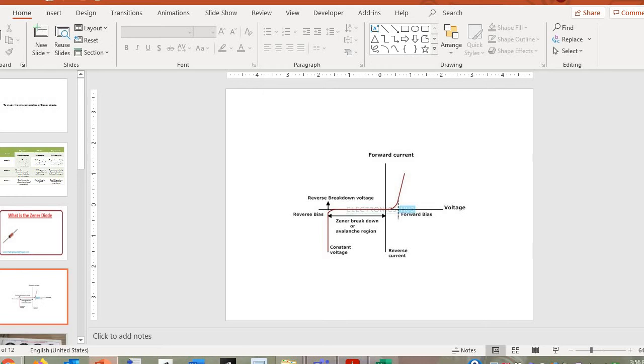Due to that current, it may happen that the diode will break. If reverse current flows for a high amount of time, then there will be damage in the PN junction diode. To avoid that particular issue and to have the diode in such a manner that it should work in forward as well as in reverse bias, these Zener diodes are created.